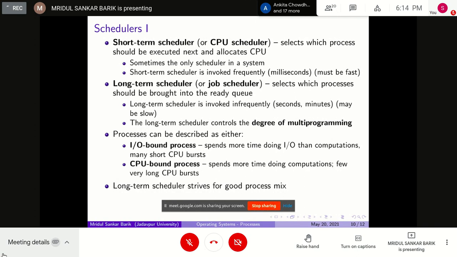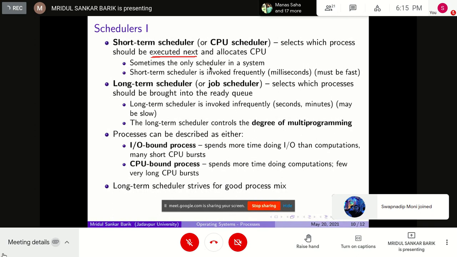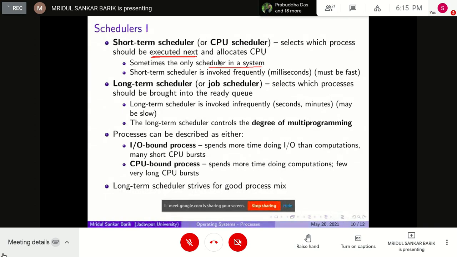So at any point of time, there may be say n number of processes. And depending on certain criteria, it chooses the next process to be given the central processing unit (CPU). Okay, so short-term scheduler selects which process should be executed next. Sometimes this is the only scheduler in a system. I mean the category of scheduler, a scheduler which selects a process to be executed next.